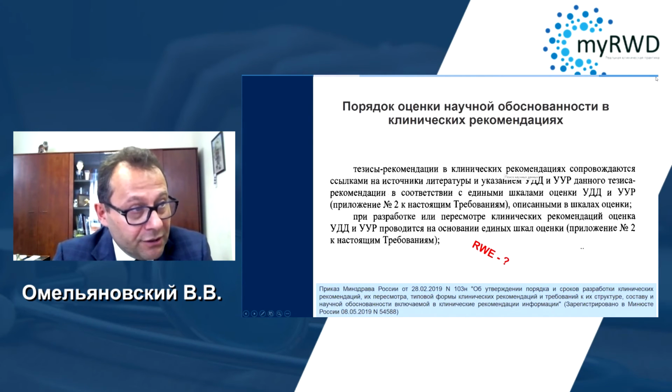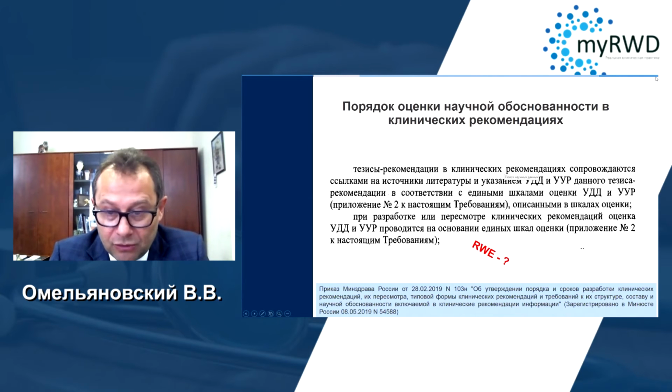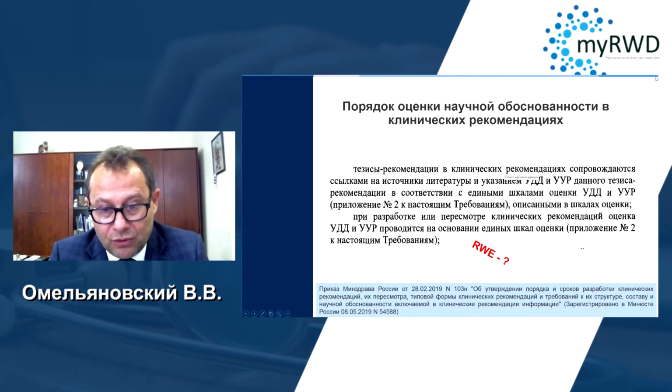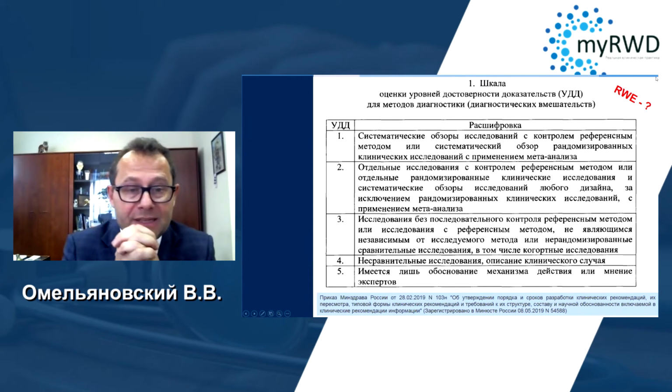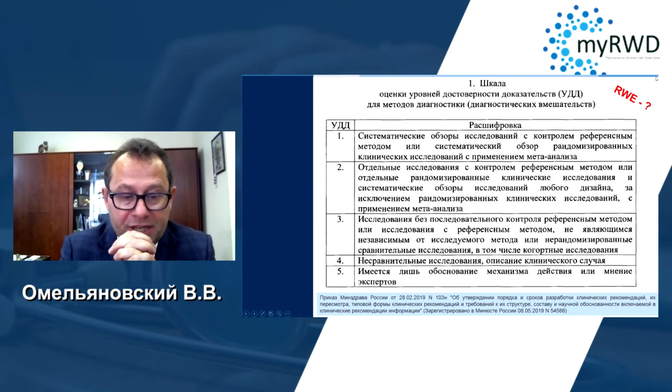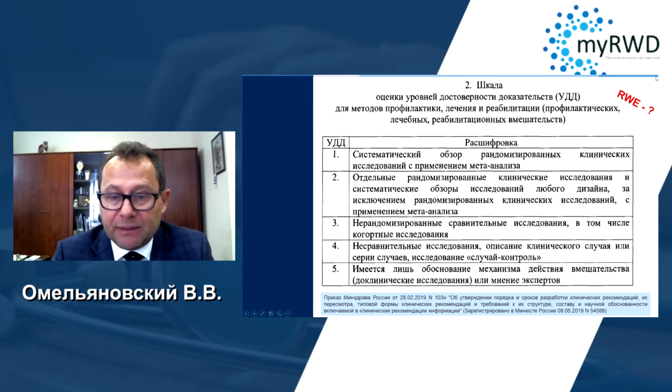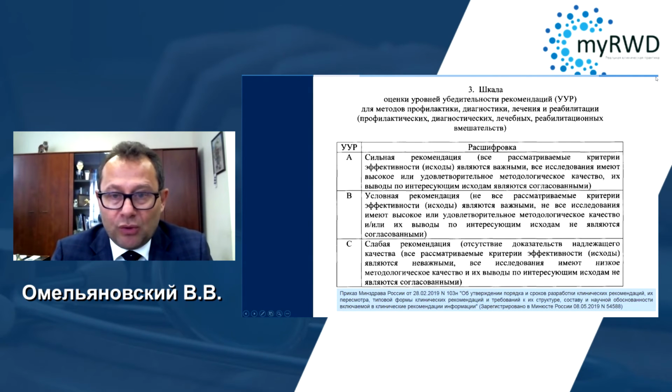Then the question: where is the place of real-world evidence? There is no place for real-world evidence here, because in the scale of the evidence level, real-world evidence is not presented. It's position 4 or 5 in diagnostic interventions for drug treatment. And this is a level of evidence.